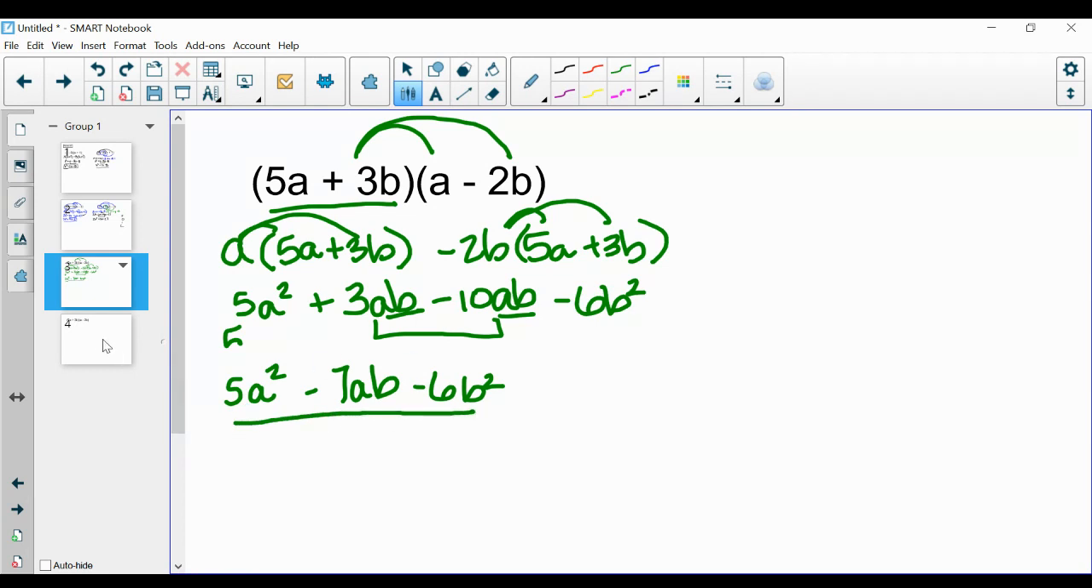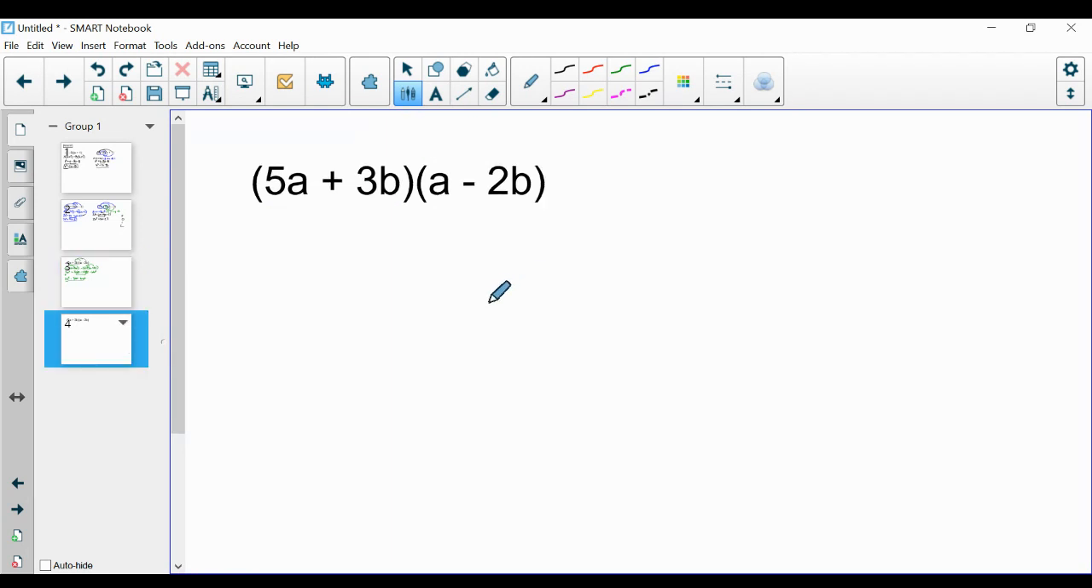Okay. Now we're also going to talk about the method that I showed you in the other video, where it's called FOIL or the claw method or double distributing. So I'm going to take this term here and I'm going to distribute it to both terms. I'm going to claw it over there. And then I'm going to take 3b and distribute it to the a and the negative 2b. So it's kind of clawing it over there.